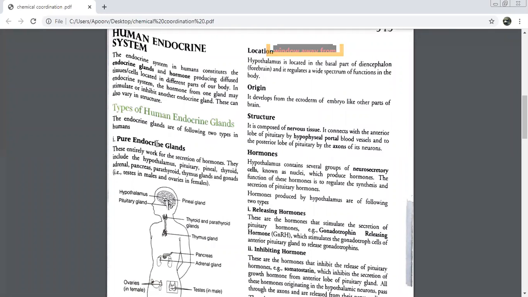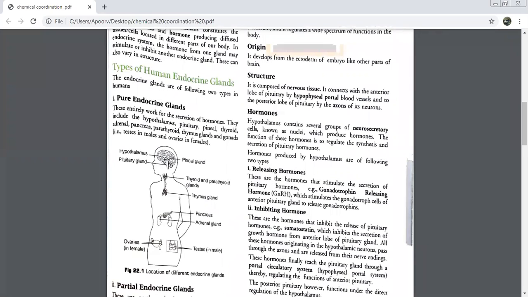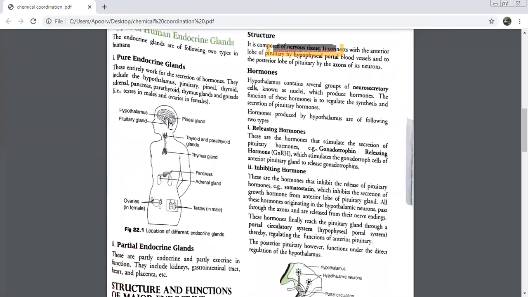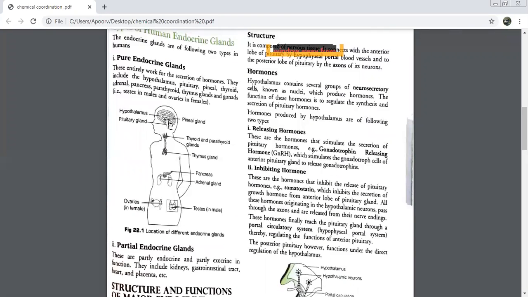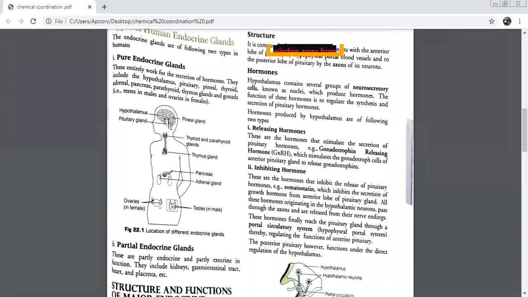Now we're going to discuss about endocrine glands in the humans. The endocrine glands are of following two types in humans. One is a pure endocrine gland and second is a partial endocrine gland. Partial मतलब क्या होता है? Half. Not complete. Not completely. We say na partially permeable. We have done this word. Partially मतलब थोड़ा थोड़ा, not completely.